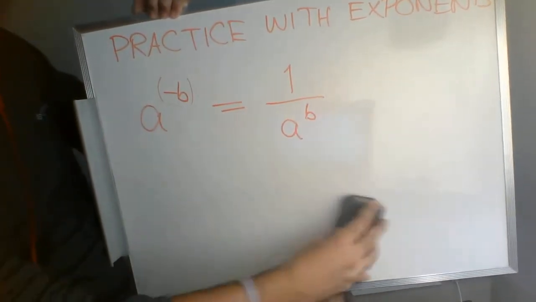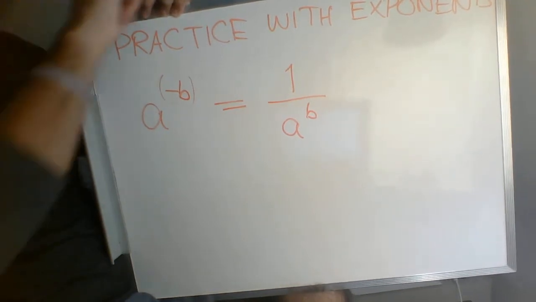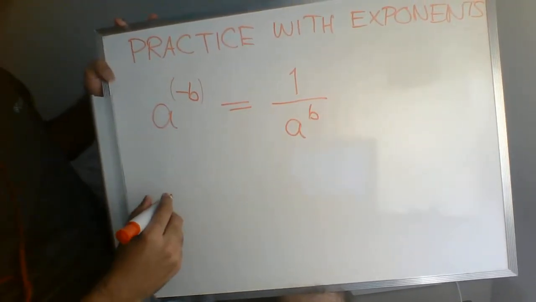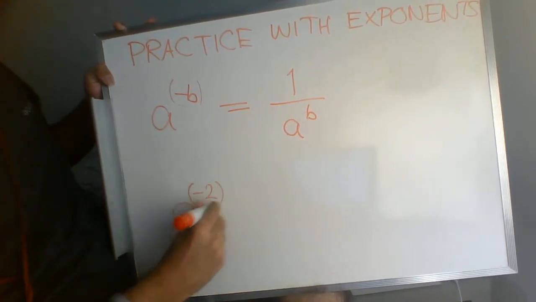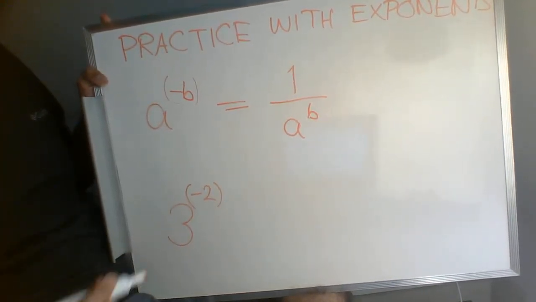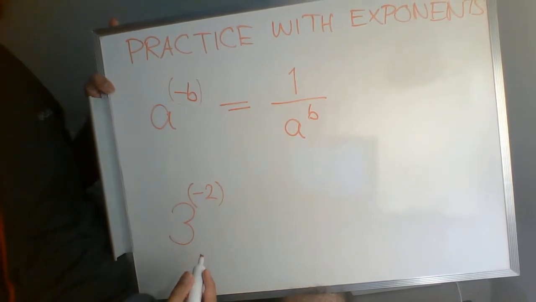So we'll do a couple of examples with this, just so you can see what I mean. I'm going to leave that first form up there because it's probably slightly more useful. So let's first do 3 to the exponent negative 2. Is that the one I was working out earlier? Yes. So 3 to the exponent negative 2.